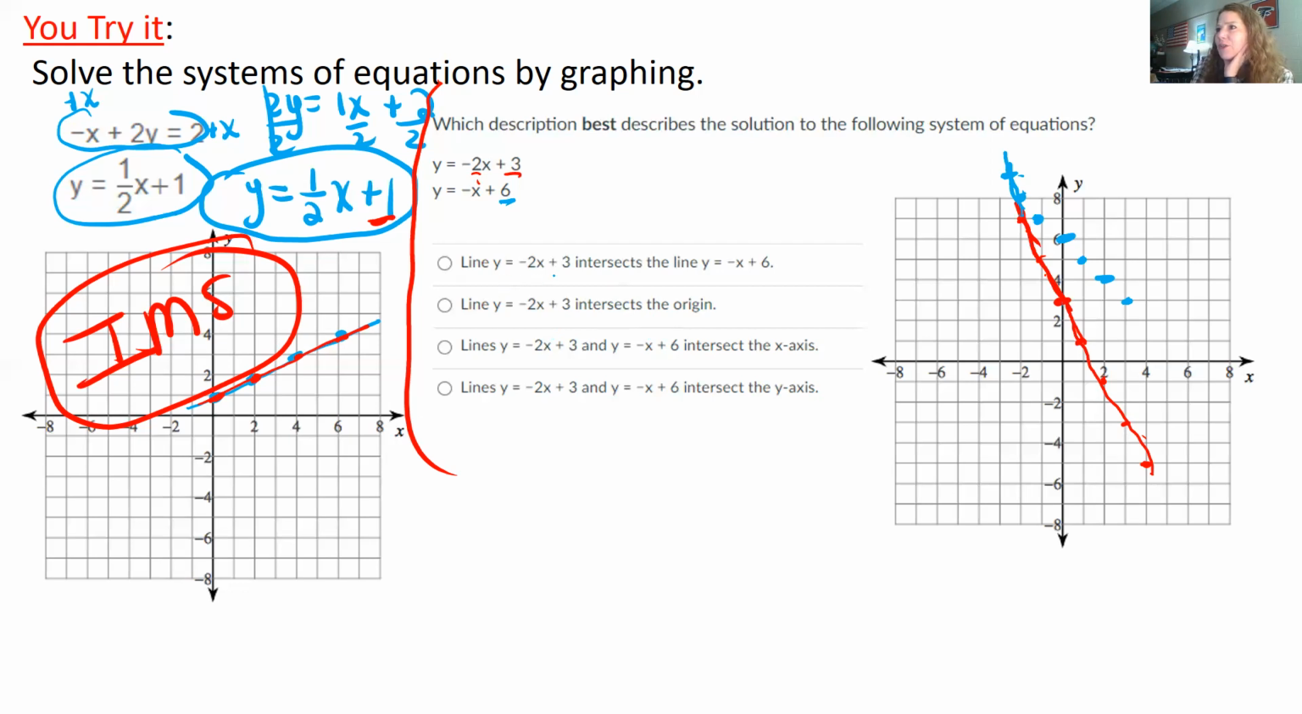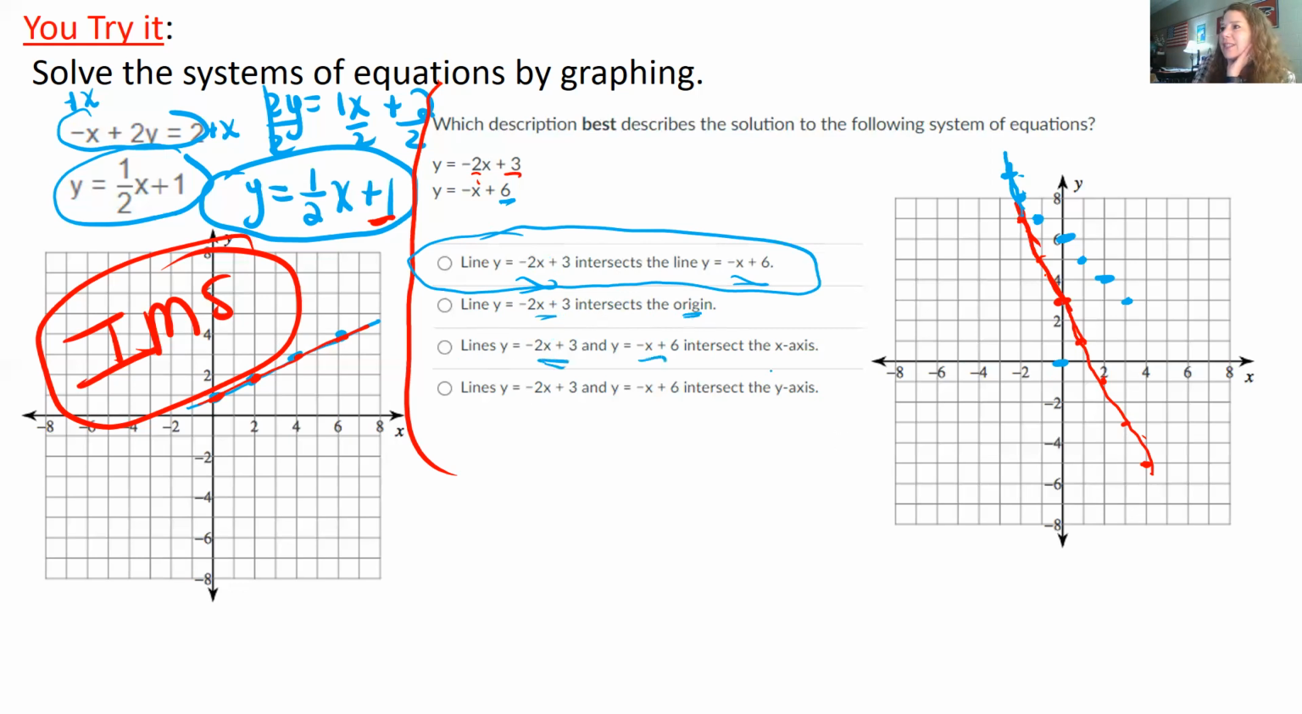Line -2x plus 3 intersects the line... Well, yeah. Yes, I didn't even have to do all that, guys, because I didn't even read my choices. Look at letter B. This line intersects the origin. Well, it doesn't. Here's the origin. Nothing intersected the origin. That's not even true.